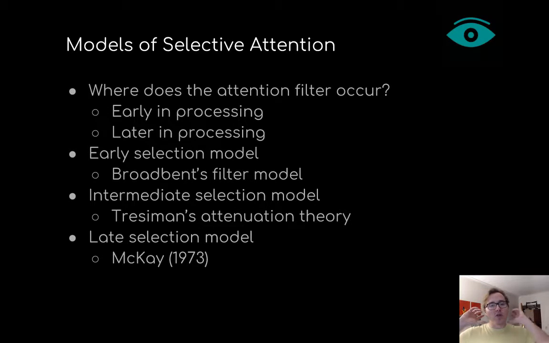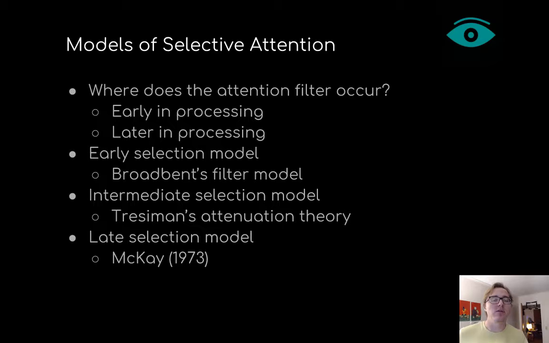Now, because this cocktail party effect occurs, where I can start to attend to information that I'm not selectively focusing on, the question becomes, where does the filter occur? Does it occur early on in processing and then cut off any information from getting into short-term memory? Or is it occurring later on in processing? Is there more information getting through than what earlier theorists might have thought?